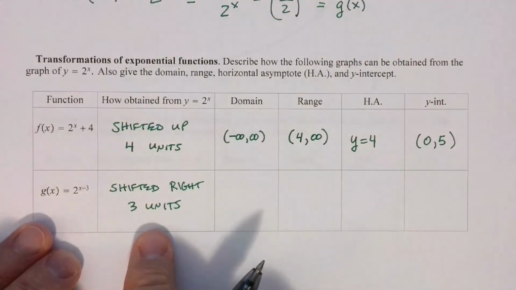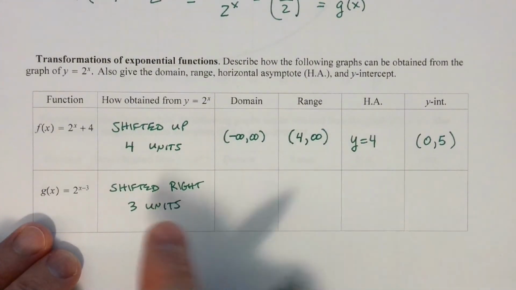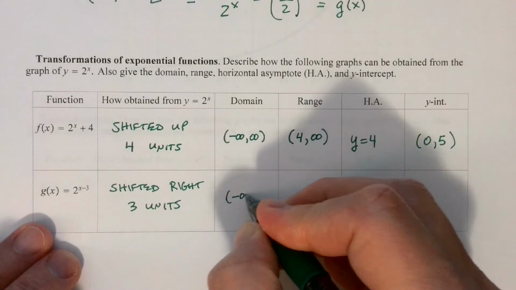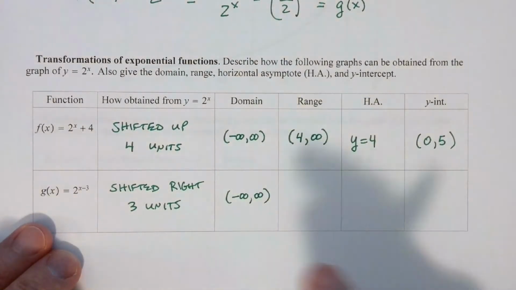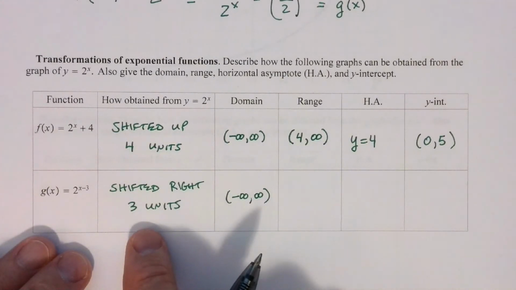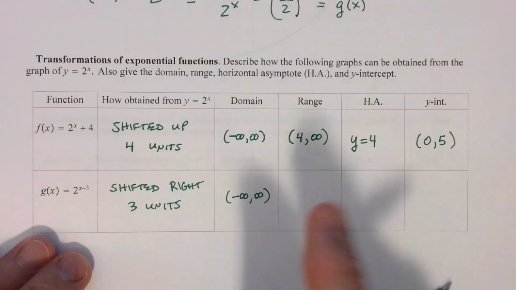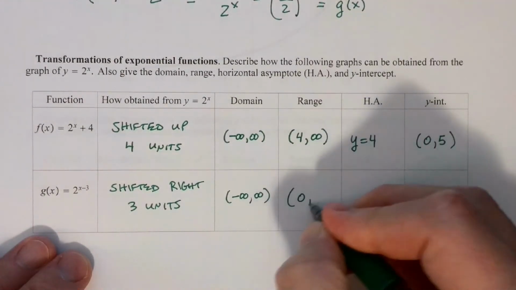Now, how's the domain affected? Well, the domain's all real numbers. Shifting left or right a finite number of units is not going to affect the domain. It's still all real numbers. How about the range? Well, the outputs haven't been affected. We've only shifted the graph horizontally. And so the range is still everything greater than 0.